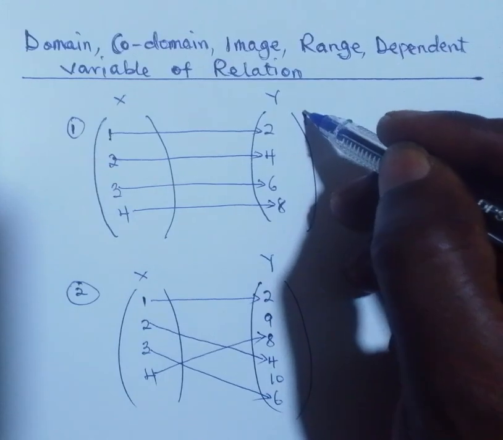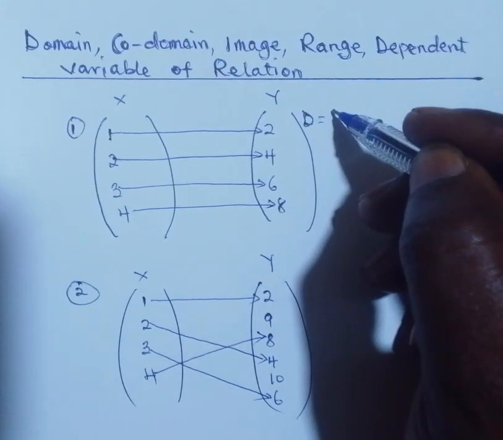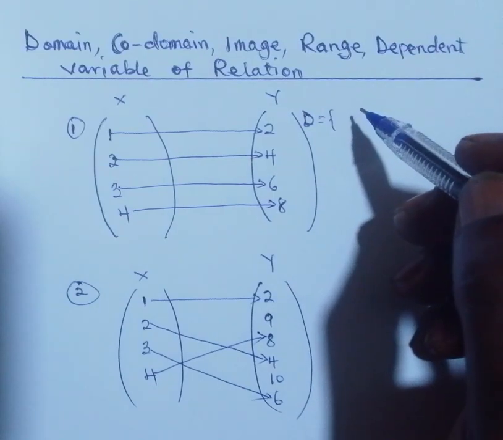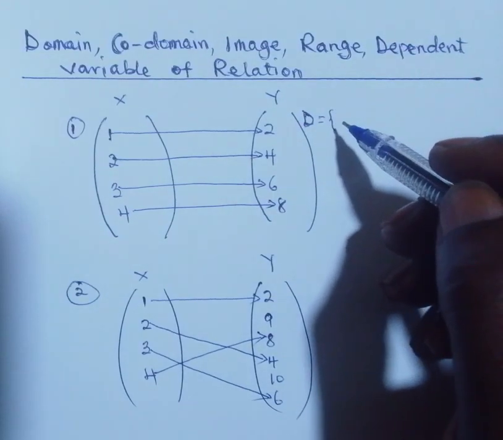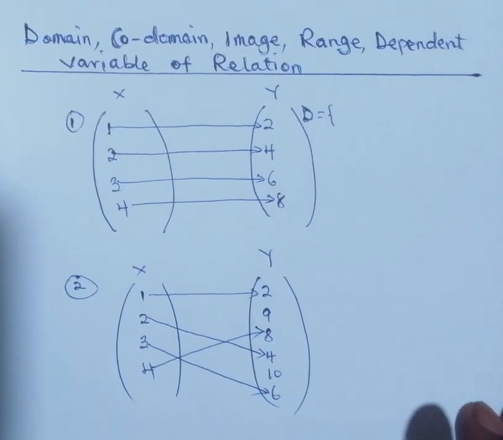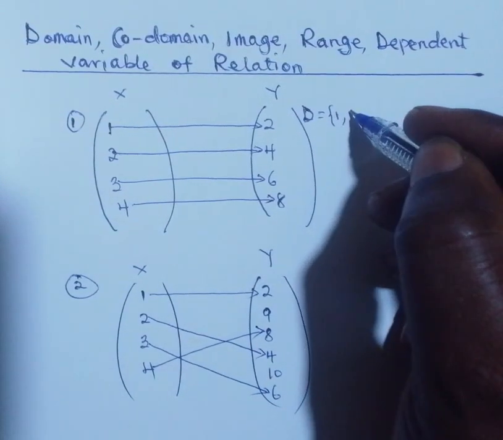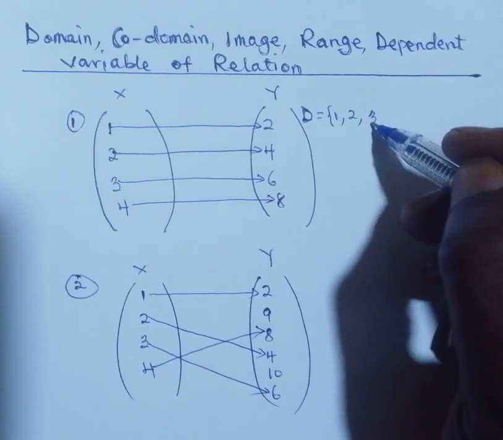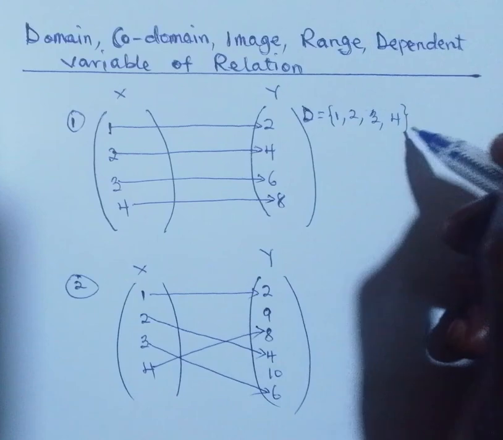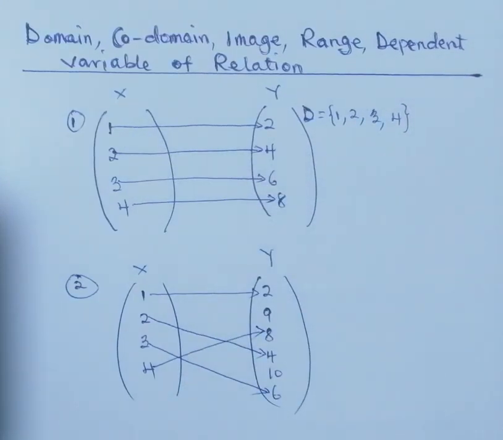So let's say domain. I will use D to represent my domain. If I say write the domain of example 1, you are going to write 1, 2, 3, and what? 4. That's good. That is the set of all possible values of x. The domain also represents the x axis. If you draw the Cartesian plane, all the values on the x axis also represent the domain.